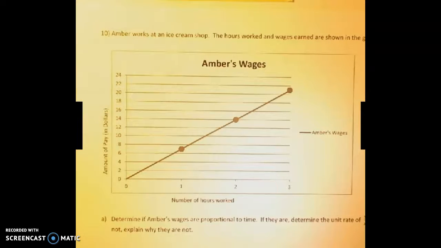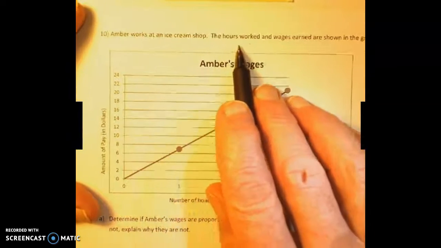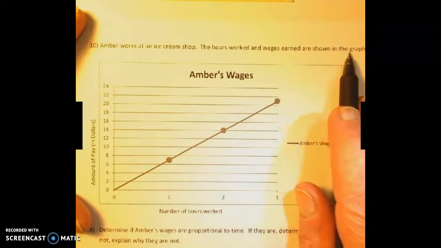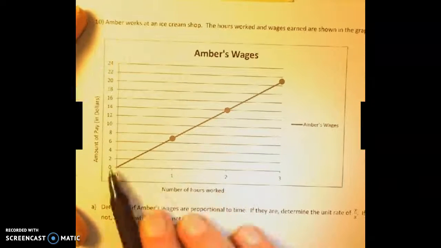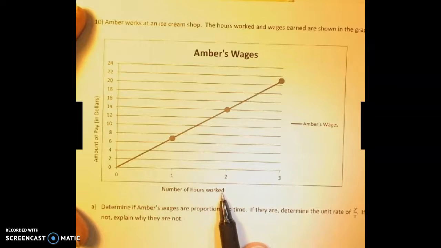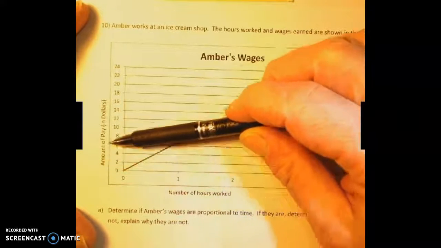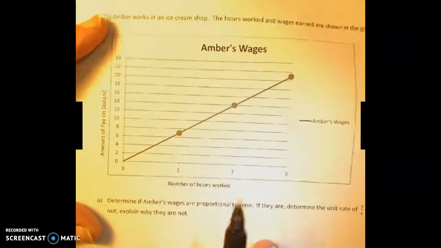Unit 4 Study Guide, question number 10. Amber works at an ice cream shop. The hours worked and wages earned are shown in the graph. Okay, so we have a graph of her information. Notice the x-axis is the number of hours worked. The y-axis, the amount of pay in dollars.